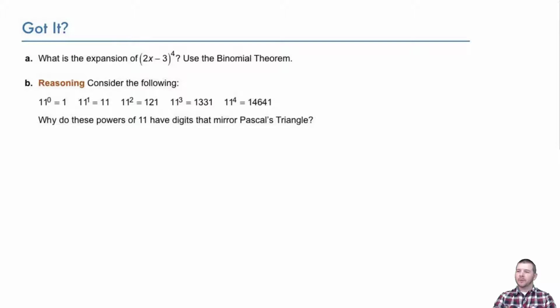Your turn, part A. What is the expansion of the binomial 2x minus 3 to the 4th power? Use the binomial theorem. And part B, a reasoning item. Consider the following. 11 to the 0 power equals 1. 11 to the 1st power is 11. 11 squared equals 121. 11 cubed, 1,331. And 11 to the 4th power, 14,641. Why do these powers of 11 have digits that mirror Pascal's triangle?